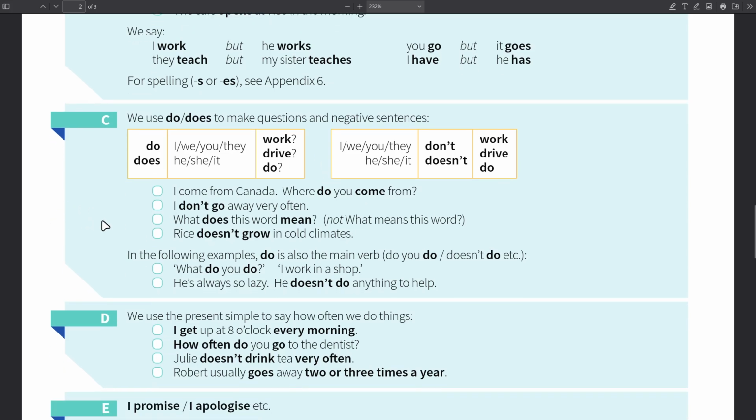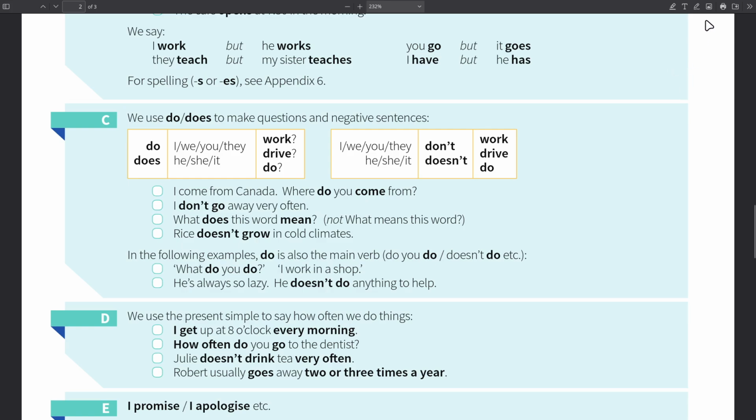Let's move on to section C. That is, we use do and does to make question and negative sentences. Okay? So in that case, we are not talking about do as a verb. We're talking about do as an auxiliary. Okay? How's the structure? It's very simple. First of all, we have a yes or no question and an information question.